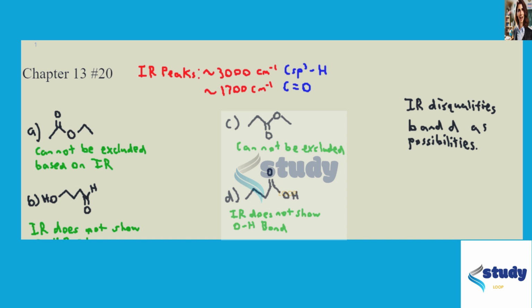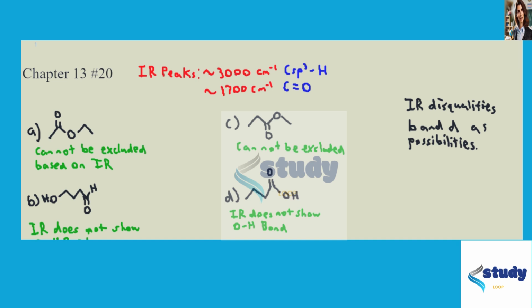This is the answer to chapter 13, problem number 20. For problem number 20, we're given some pieces of spectroscopic information and asked to make some determinations about the structure of an unknown molecule. Problem number 20 focuses specifically on IR.